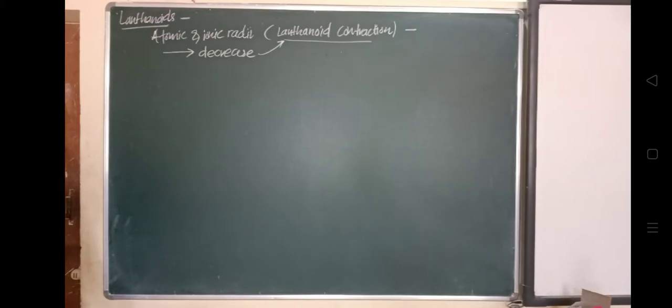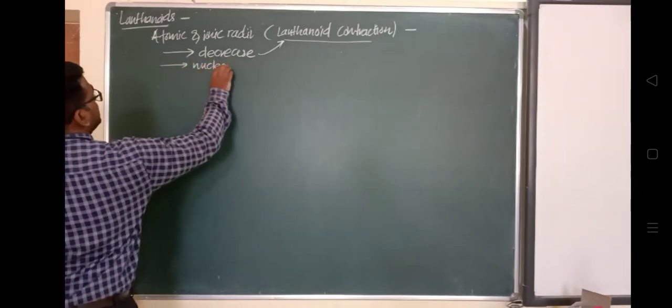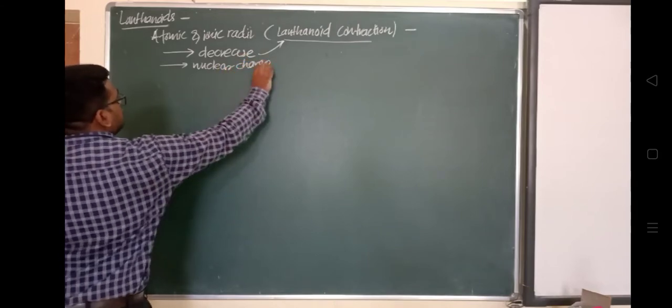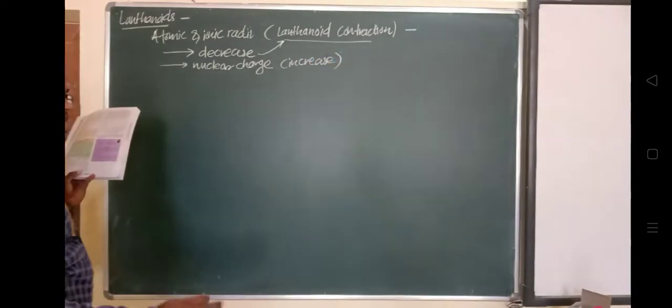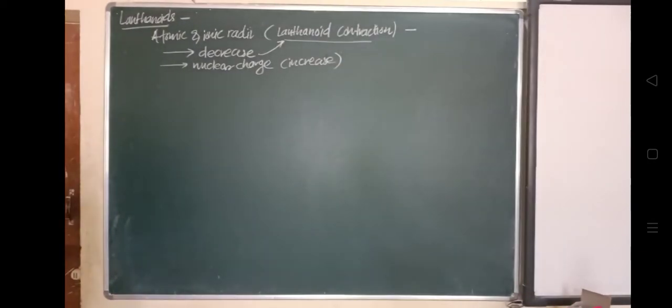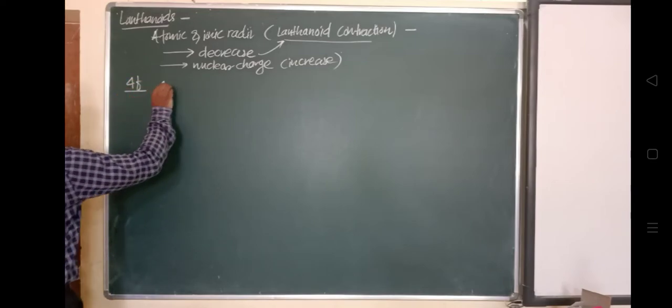As we move from one element to another, the nuclear charge is increasing. When we move ahead as per the atomic number, one electron is added, mostly in the F orbital. That is why these are called F block elements: the new electrons are added to the same inner F subshell. Just now I said that in the 4f orbital, electrons will keep getting added.